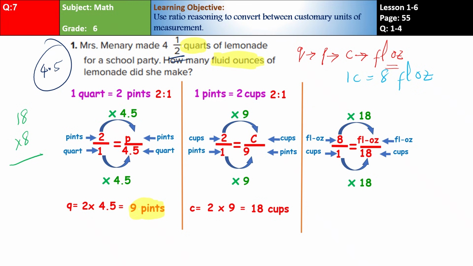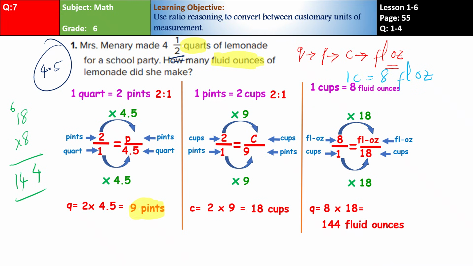8 times 8 is 64. 4, 6 will go here. 8 times 1 is 8, plus 6, 14. So 144 fluid ounces. So our final answer is 144 fluid ounces.